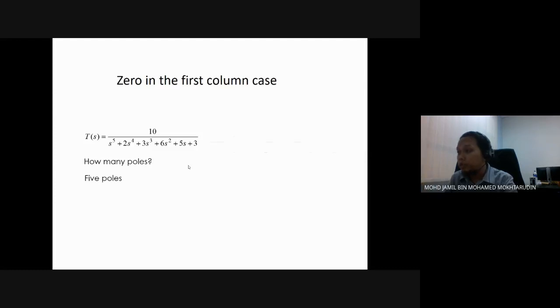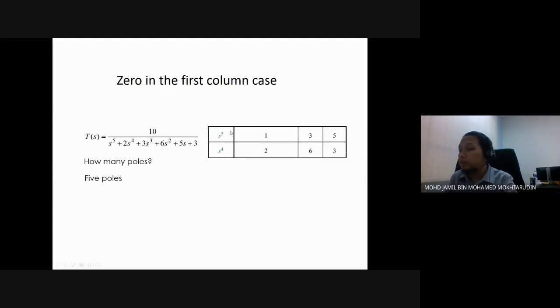Okay, so the first step is you create a table. The highest row is s to the power 5, followed by s to the power 4. And then you fill the table with the coefficients of the denominator alternatingly. So here s to the power 5 is 1, and then 2 on the bottom, and then 3, and then 6, 5, and 3. Okay, so these are your first 2 rows for the Routh Hurwitz table.